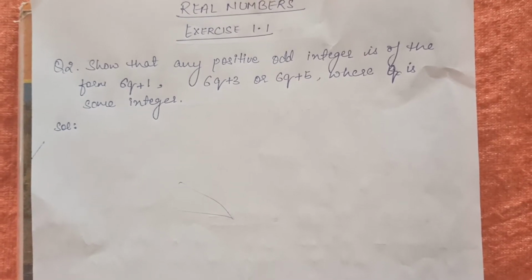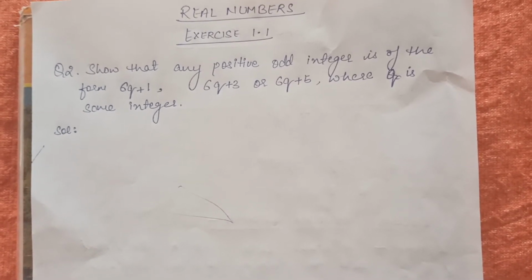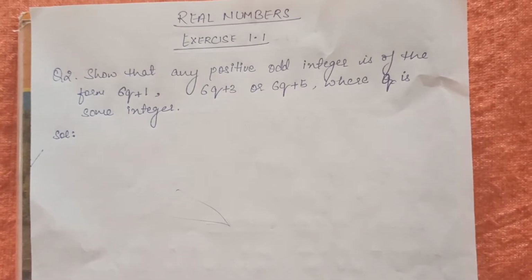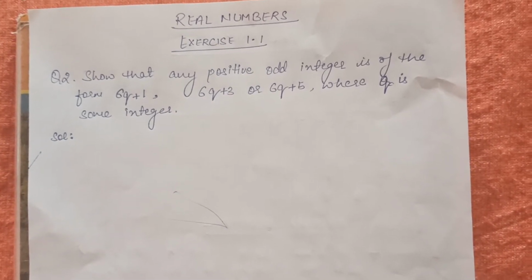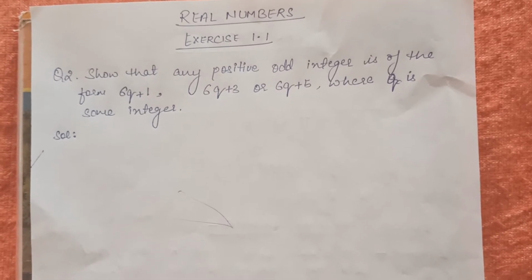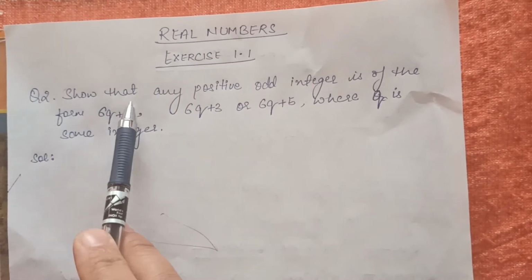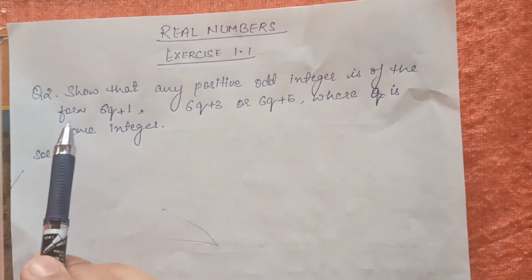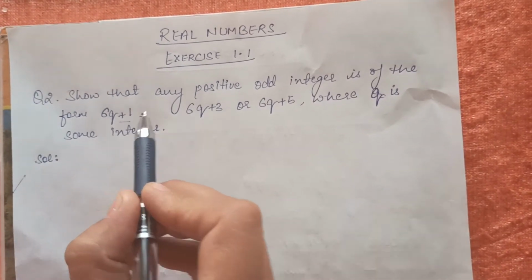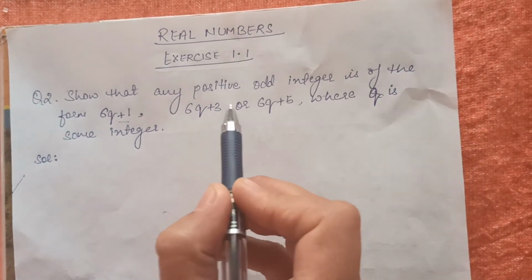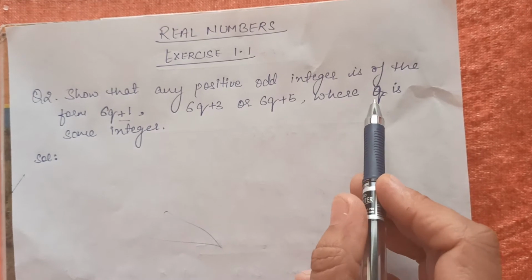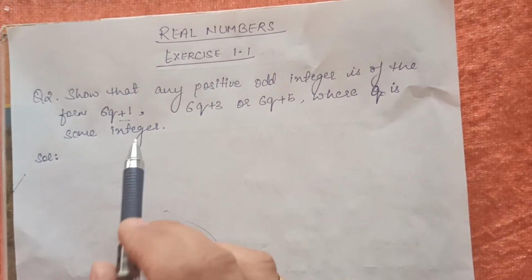To add further, today I am going to discuss some questions from your exercise 1.1. I hope you will understand all these questions. So, let us start with question number 2. Question number 2 is, show that any positive odd integer is of the form 6q plus 1, 6q plus 3 or 6q plus 5, where q is some integer.